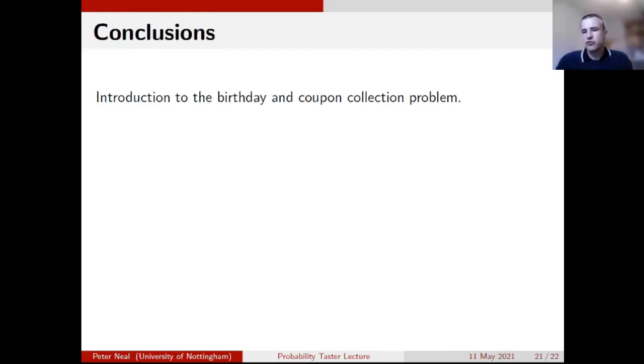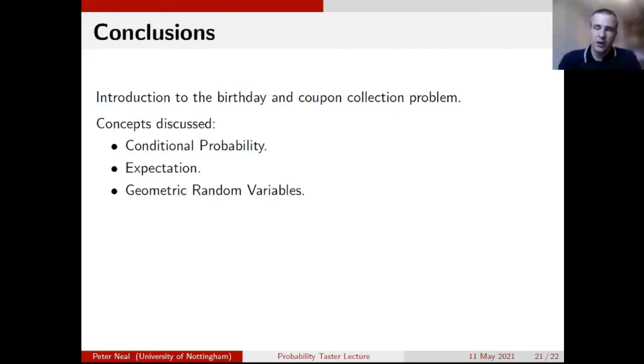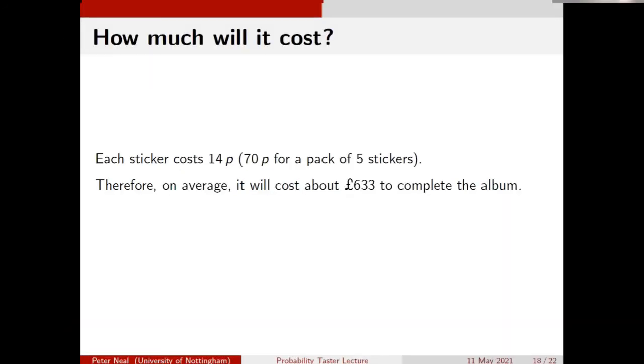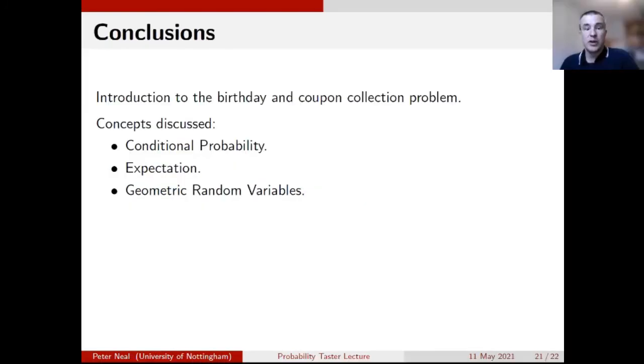Okay, so just drawing things to a conclusion, we've given a brief introduction to the birthday and coupon collection problems. So what have we used to get at the answers we want? Well, we've discussed the idea of conditional probability, looking at the probability of one event conditioned upon another. We made use of expectations or averages and introduced the geometric random variable. So this is a random variable which crops up in many situations in probability and proves to be very useful.